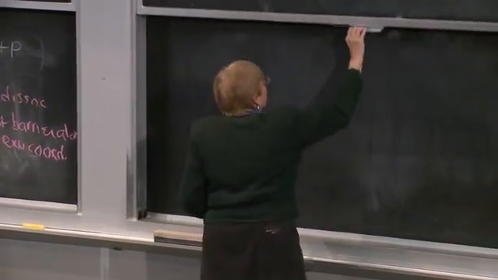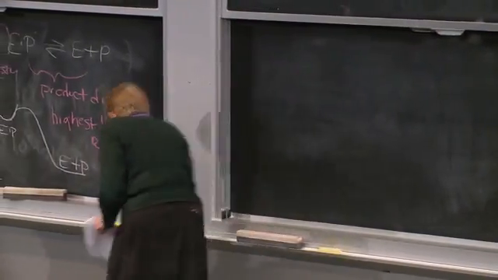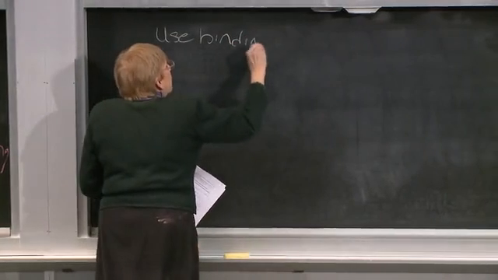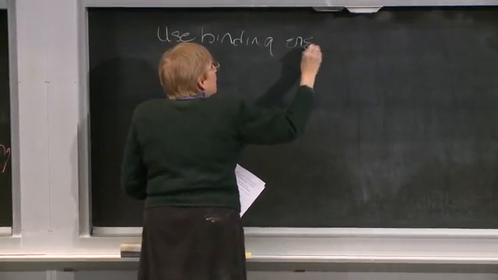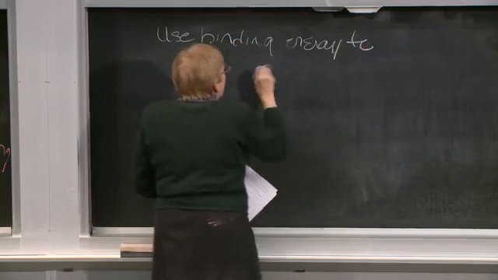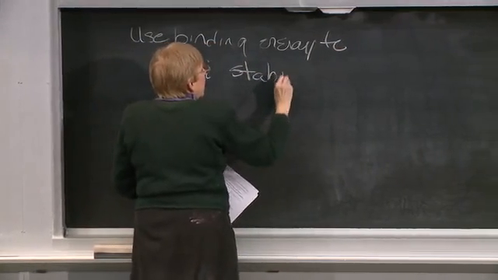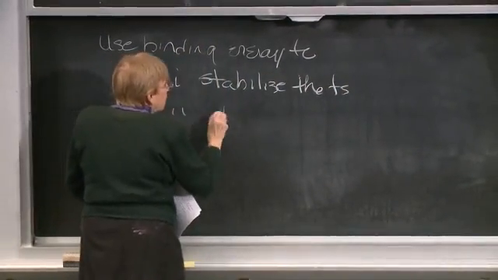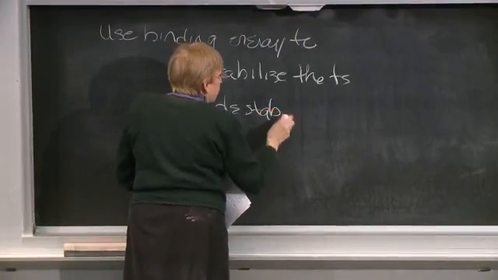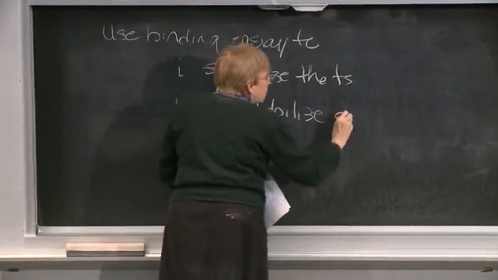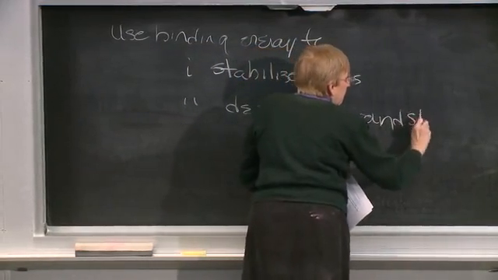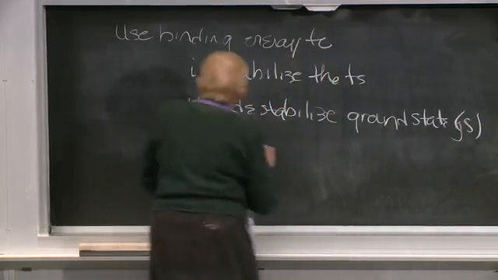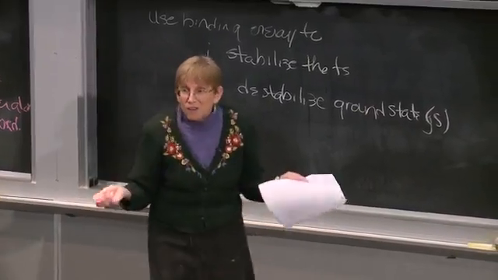So you're going to use this binding energy to stabilize the transition state. So we want to use binding energy to stabilize the transition state, to destabilize the ground state, GS. Any of these or all of these could be true. Or what else do you need to do to get a reaction to work?